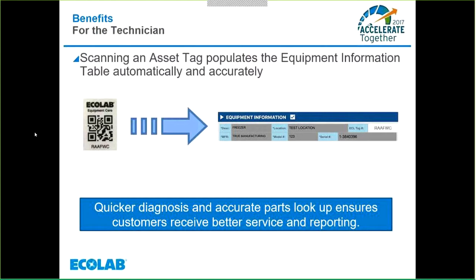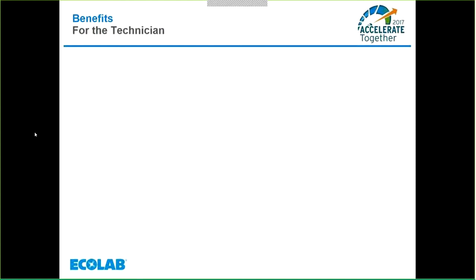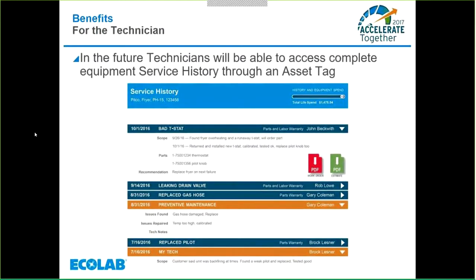Quicker diagnosis and accurate parts lookup ensures customers receive better service and reporting. Within the asset tag pilot, this has already been verified by technicians. In the future, technicians will be able to access complete equipment service history through an asset tag.